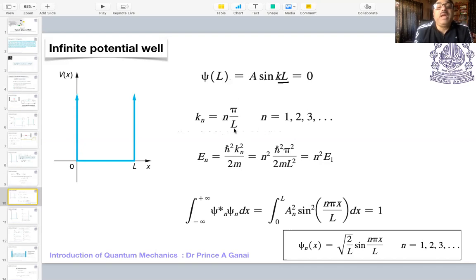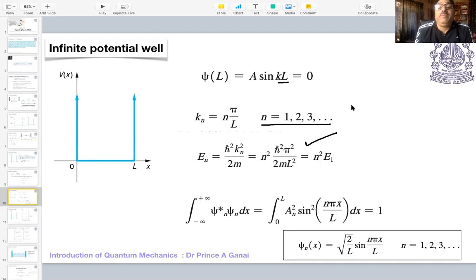So if K is n pi by L, we know how K is related with energy. The energy quantization is easily figured out: the energy of the nth state is n square E1. Now the question is why we should take n from 1 to infinity, 1, 2, 3, and so on. Why not n equal to 0?